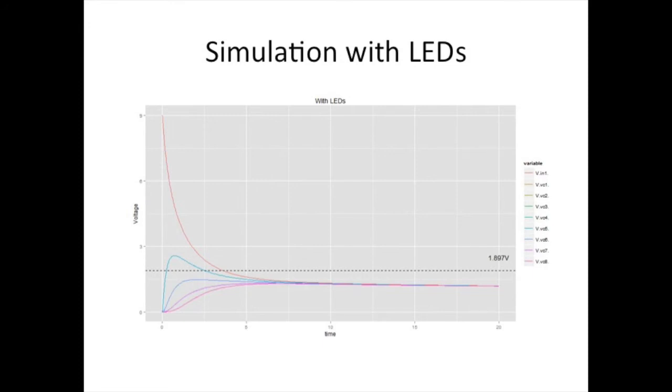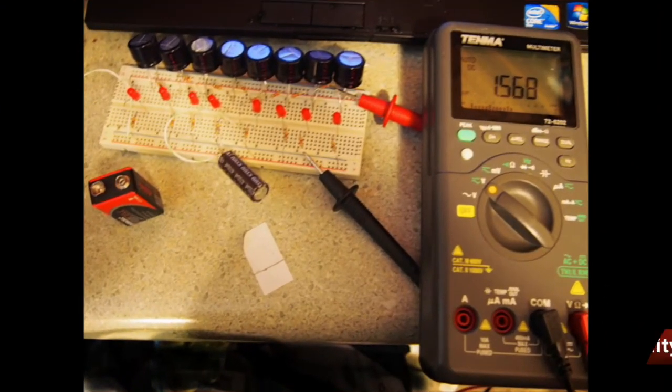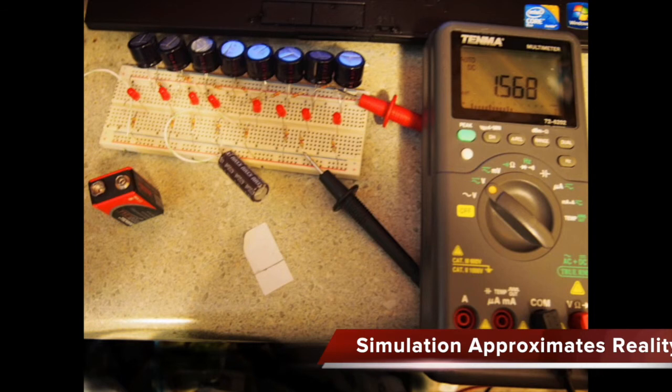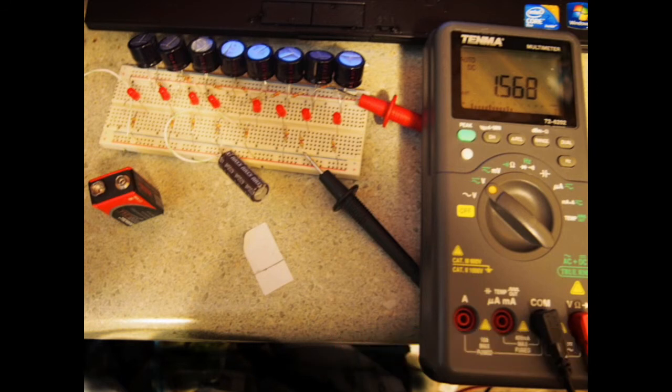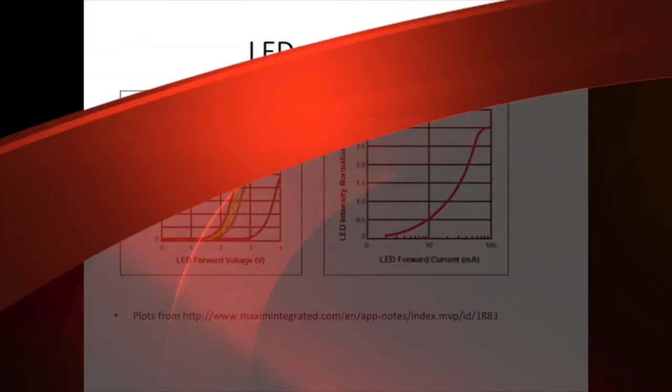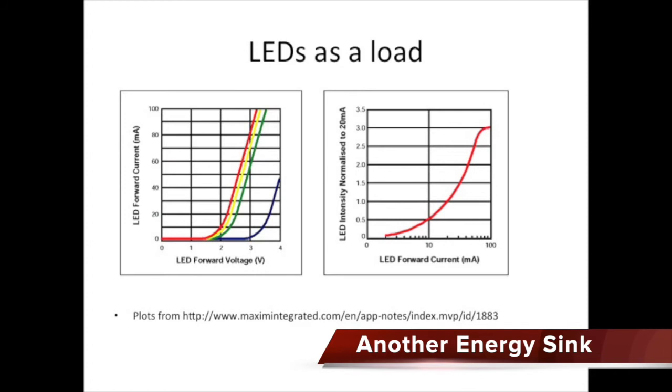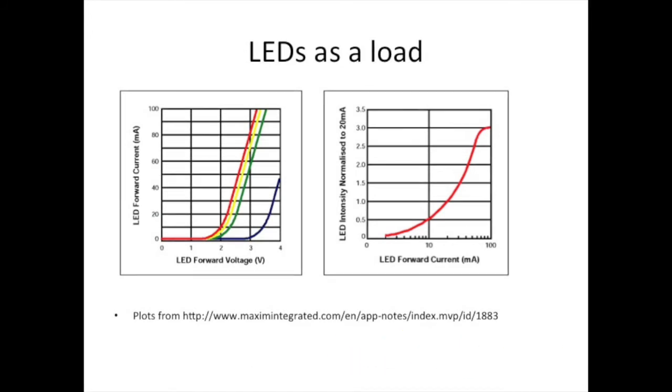And in fact, this also matches or comes close to reality. When I take a look at what a multimeter says the voltage at the end of that chain is at the end of about 10 seconds. Why is this? Well, it's because we don't just have the resistors in there dissipating energy, we also are dissipating energy with the LEDs that we have hooked up to it. It takes energy to make light.